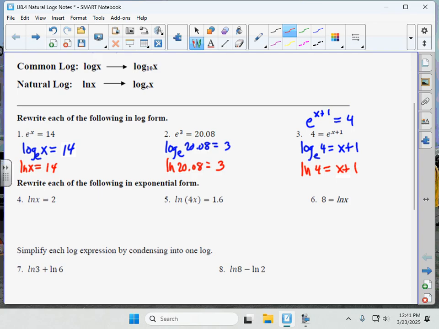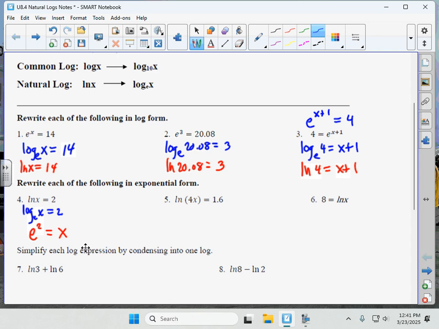All right, so now let's go ahead and do the reverse. Each log form, we're going to change to exponential form. Again, ln is log base e, x equals 2. So now we can see our base, the subscript is e, and then the 2 goes up as an exponent, equals x. So e squared equals x.